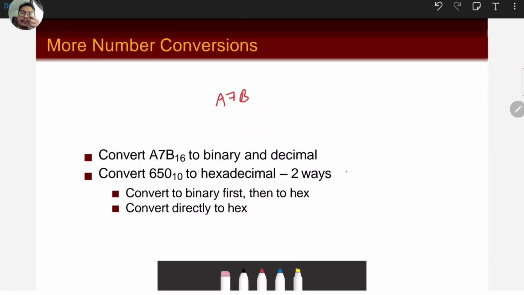Okay, so let's have a look at this example here, where we want to convert A7B base 16 to binary and decimal. So we have the A7B. One way is to convert to binary first. How to convert this to binary? A is actually 1010, 7 is 0111, and B is 1011. So this is base 2.